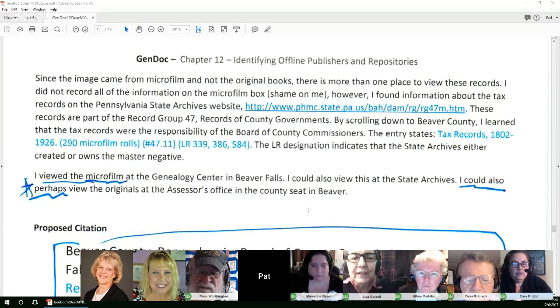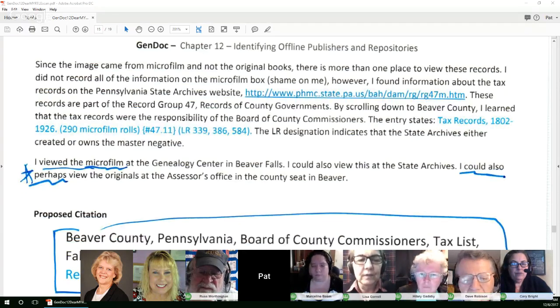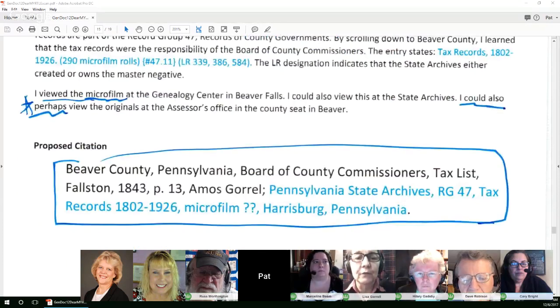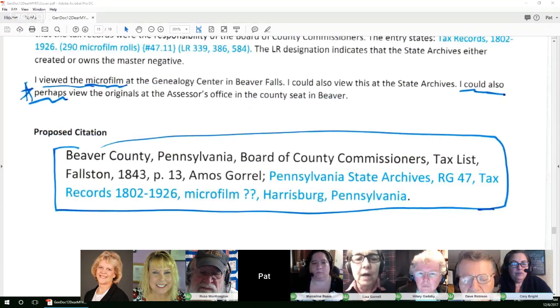Yeah. Like you're saying, things change over time. Yeah. But that's who the author was at the time. Yeah. So that was good information that I got from the State Archives website that I didn't get by looking at the item itself at the Genealogy Society.